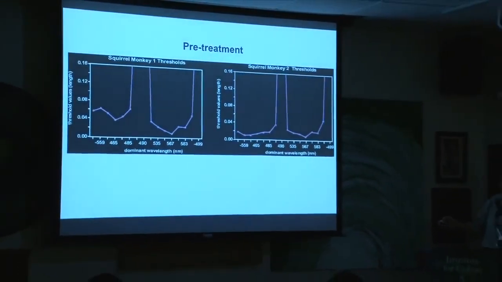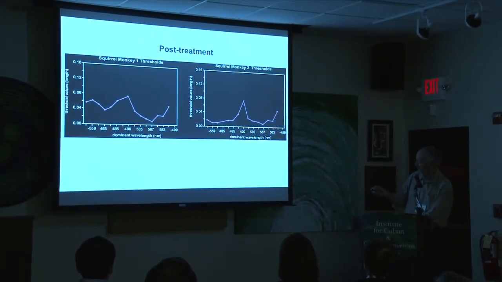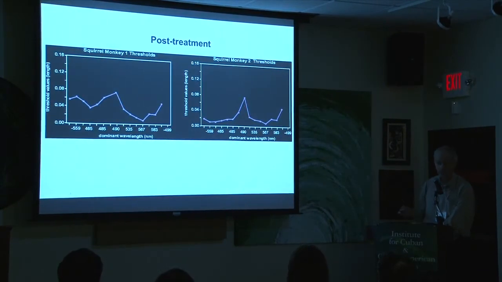This is pre-treatment in both of these animals with that vector, and this is post-treatment. Not quite back to baseline, which would be down about here, but you can see a big improvement in their behavioral ability to see red. They're now being able to pick out red at a much lower luminance than they were before.